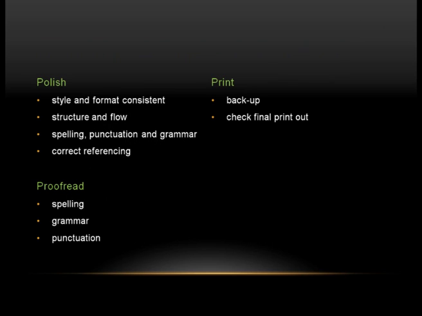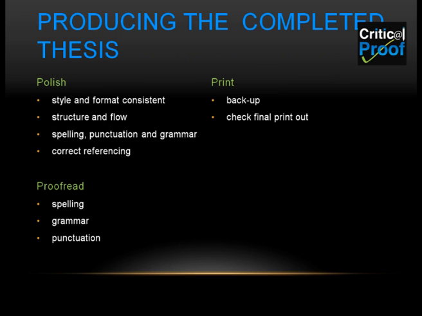Producing the completed thesis. Polish. A completed dissertation should be a polished dissertation. This means that it has been edited to ensure that the style and format are consistent, that the academic argument is structured and flows correctly, that the sentences are not overlong or complex, and that the whole document is correctly referenced. If you are going to edit your dissertation yourself, you should leave some time between writing it and looking at it again. This makes it easier to be objective and to spot errors. You can also use an academic editing service to do this for you.